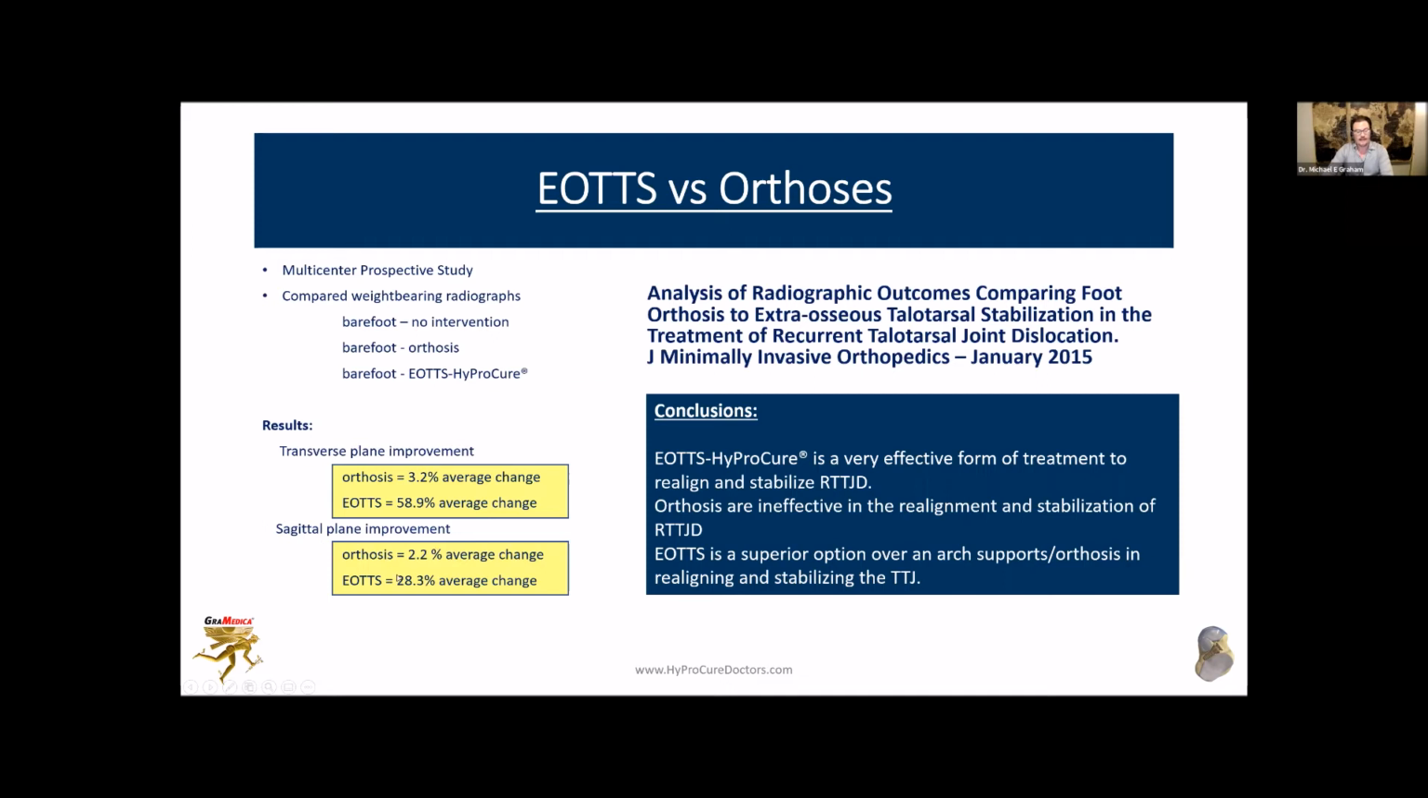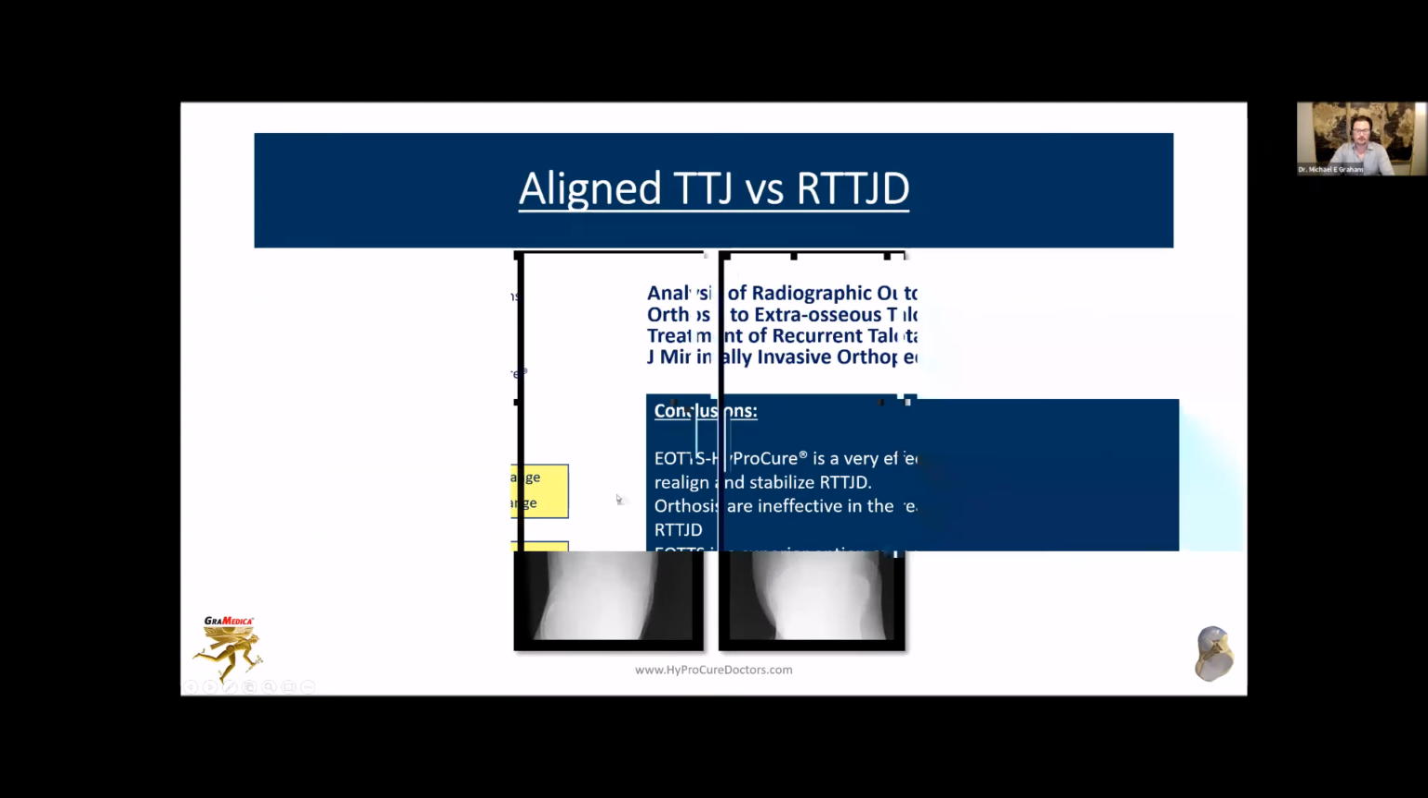Same thing with the sagittal plane. There's basically no correction with the foot orthosis, but we had almost a 30% improvement in the talar angular angle with EOTTS. So now we have science to support that HyProCure with extraosseous talotarsal stabilization is a far superior option when it comes to stabilizing and realigning the subtalar joint. And it just makes perfect sense.